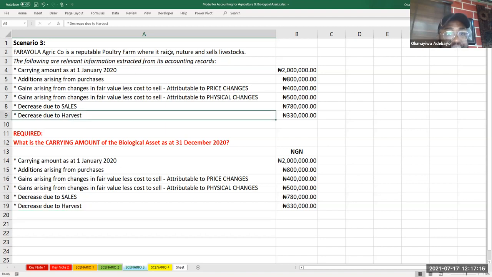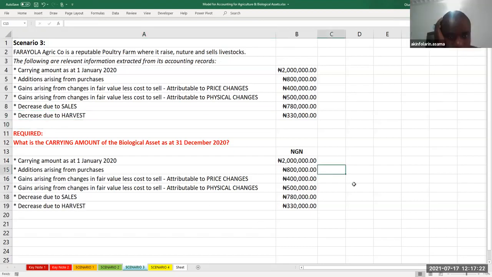Who will attempt that? Look at it critically. What is the carrying amount?